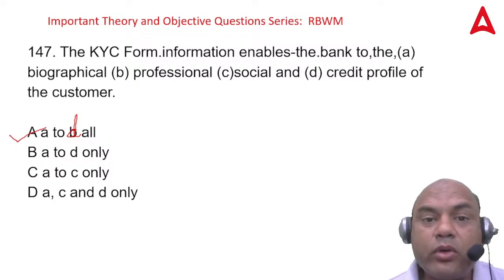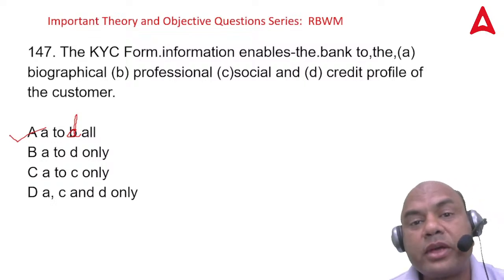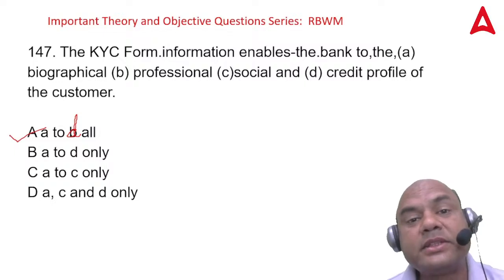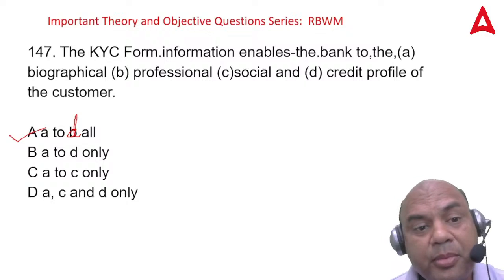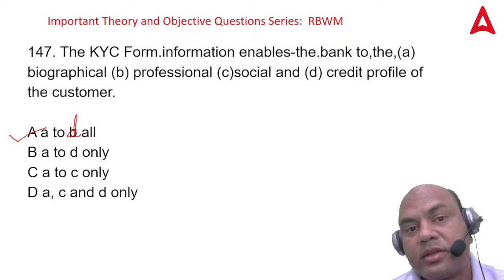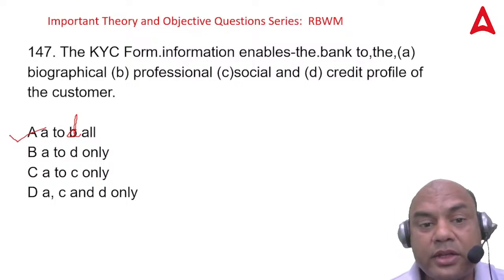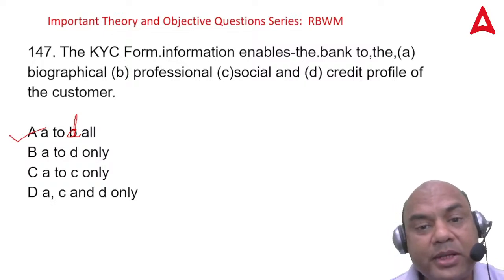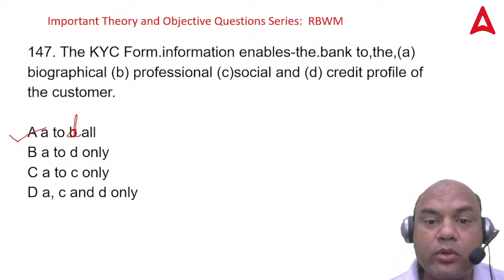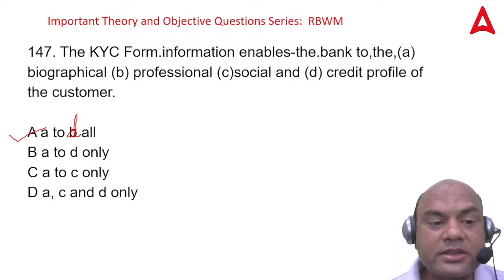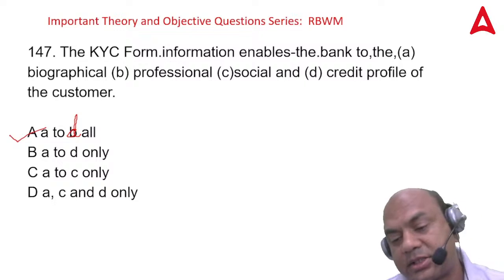Because if I am having my own house, it means I have worked somewhere. That's why I am having that own house. Or my parents might have given me ancestral property. I might be from a rich family then. So biographical. Professional, whatever I am doing, what is my income level. Social means, as I gave you this example, what is my family status, do I have a car, do I have my own house. Credit profile, earlier loans. Okay, so the answer is D. A to D all.